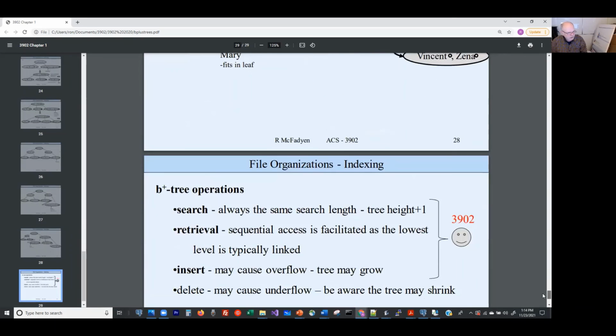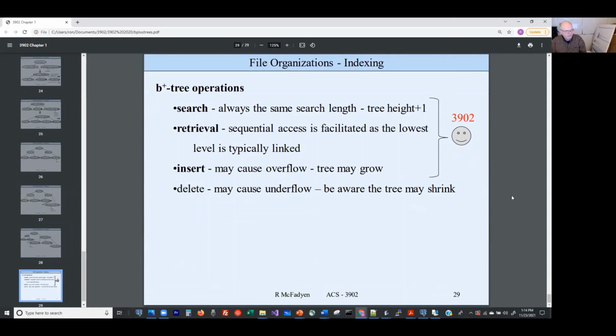And that takes us to the end of that example. We'll ask you to do something similar in our last assignment. Let's just review some things about B+ tree operations. We're only concerned with search, retrieval, and insert.